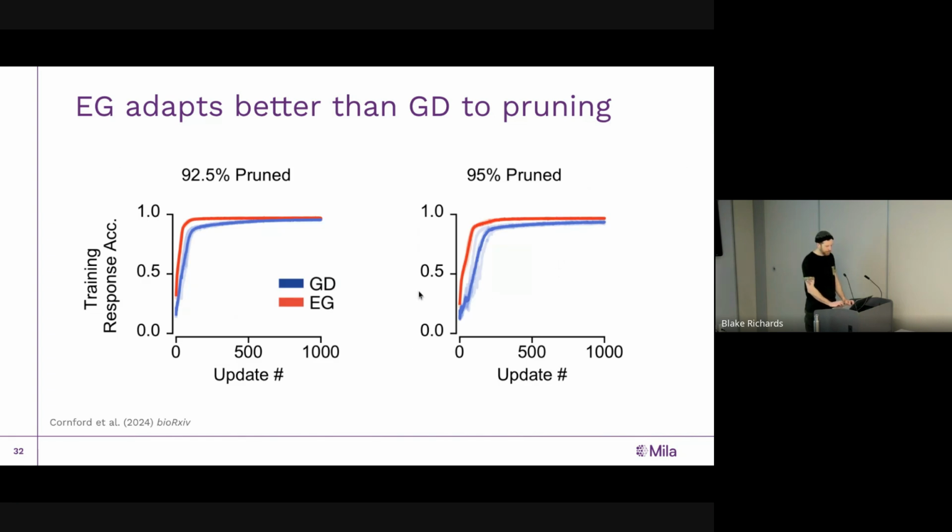And then here's what happens when you now retrain the network. So here what we did is we pruned the network to different fairly extreme levels so that we really hit the performance of the network hard, and then we retrained on the tasks. And again, interestingly, EG has an advantage here where it can more rapidly regain its performance compared to GD, likely because of the way that it's relying on a smaller set of large synapses again. And here we show it for 92.5 and 95% pruned.